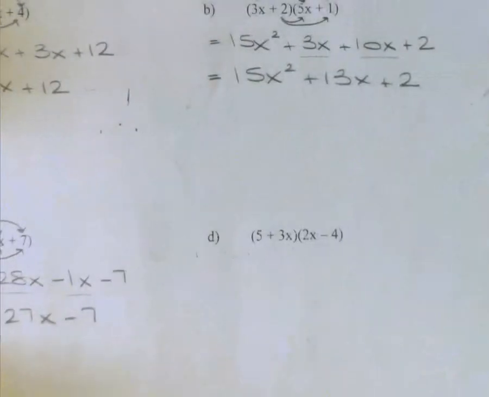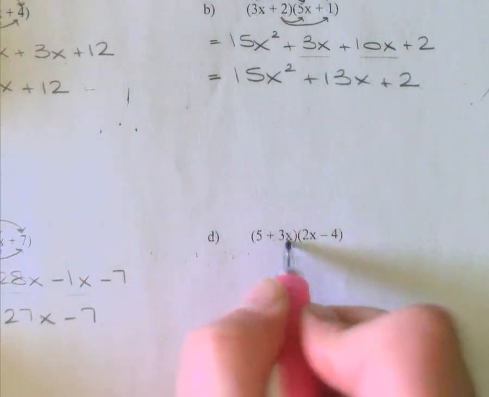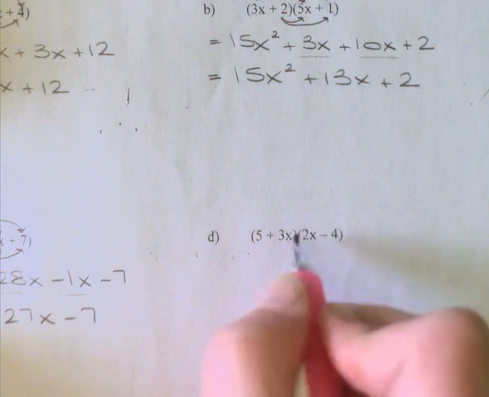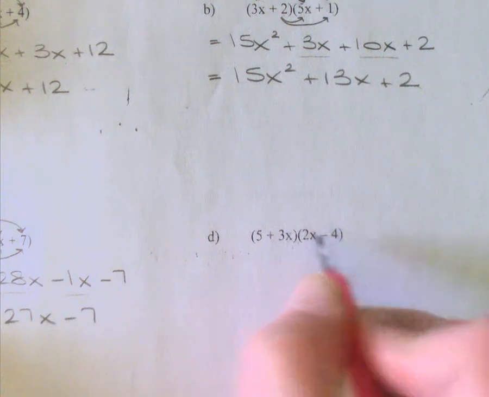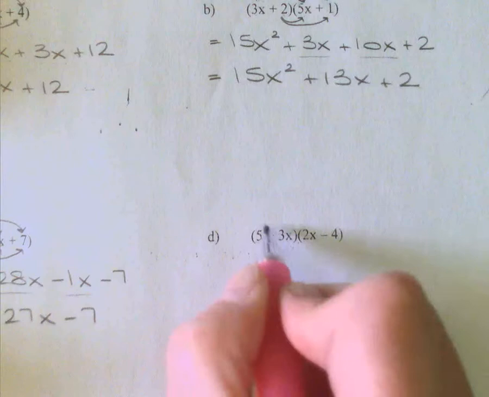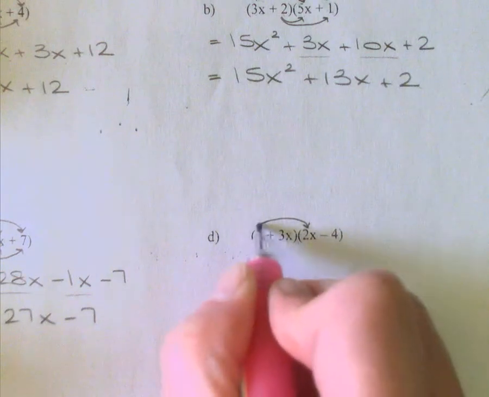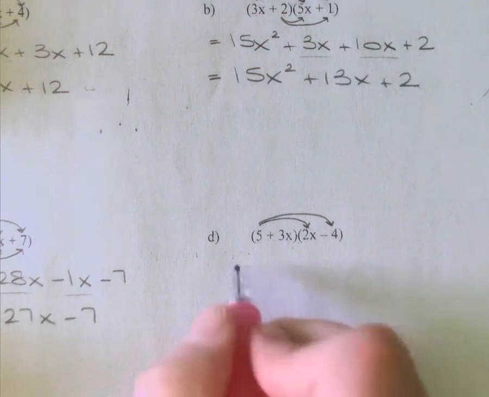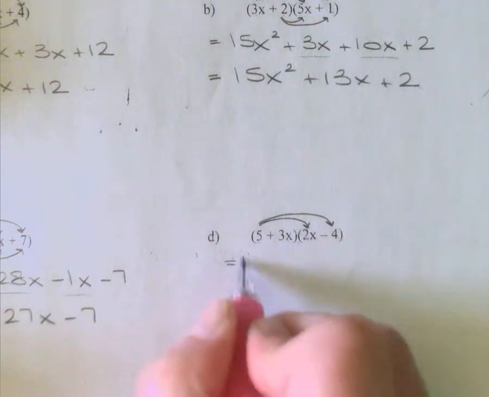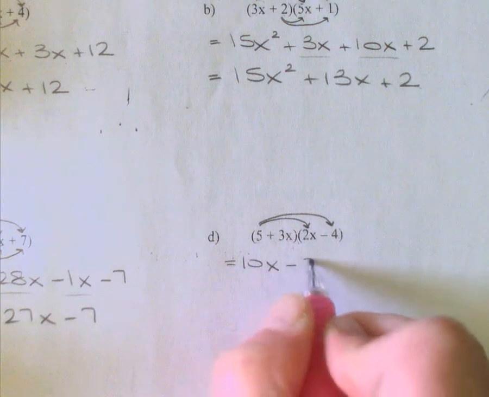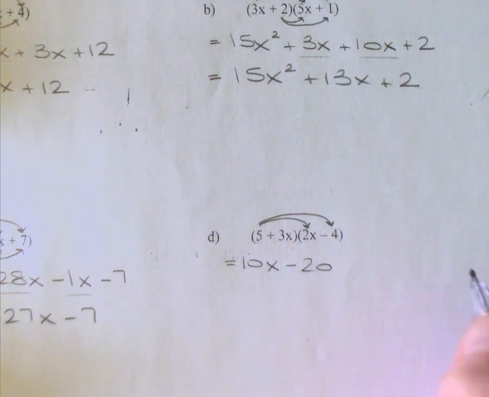Okay, let's try another one. So now I have 5 plus 3x and 2x minus 4. No plus between them, which means everything in this bracket needs to multiply by everything in this bracket. So I'm going to start with the first term. So I'm going to do 5 times 2x and 5 times minus 4. 5 times 2x is 10x. And 5 times minus 4 is minus 20.